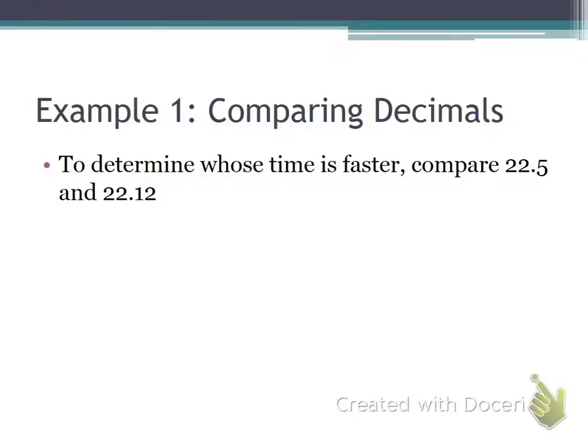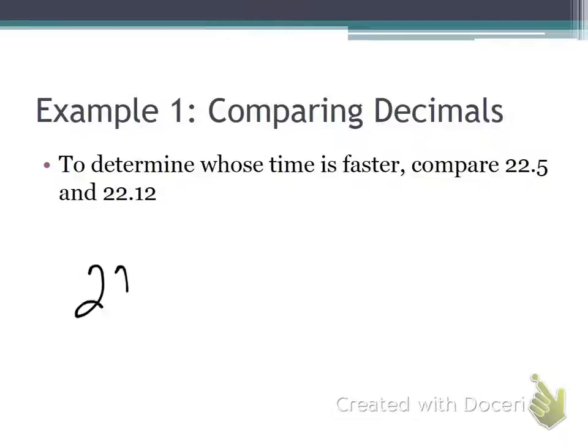All right, so how does it look in an example? Okay, you're going to be comparing decimals. This is your first section on your homework assignment tonight as well. All right, determine whose time is faster. Compare 22 and 5/10 to 22 and 12/100.